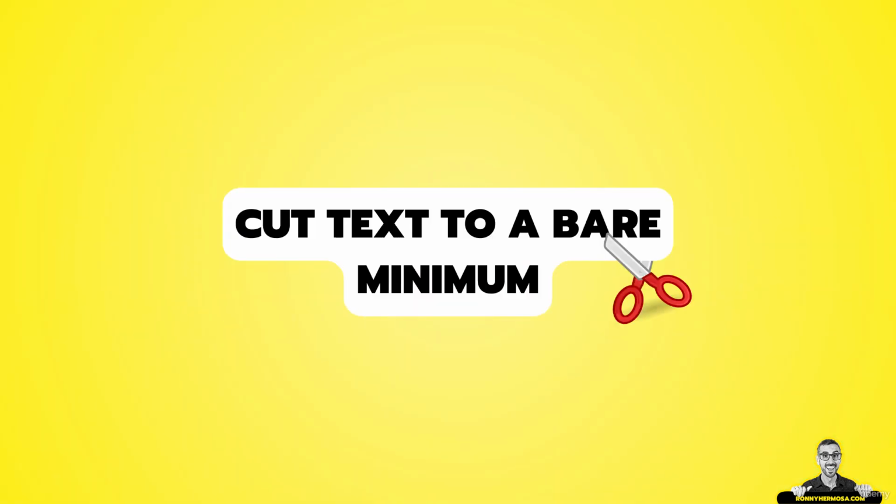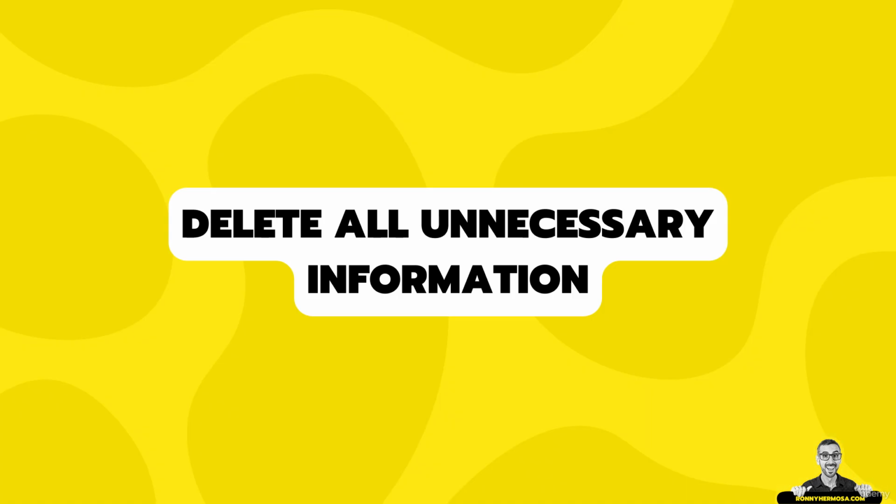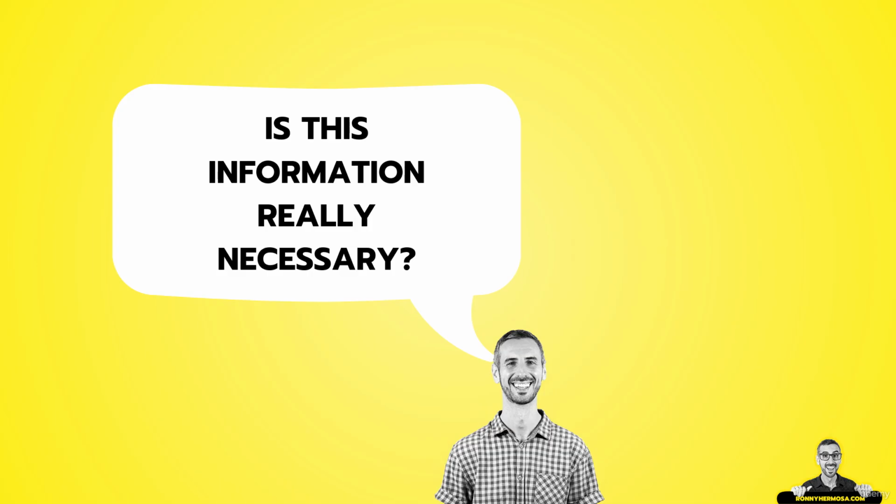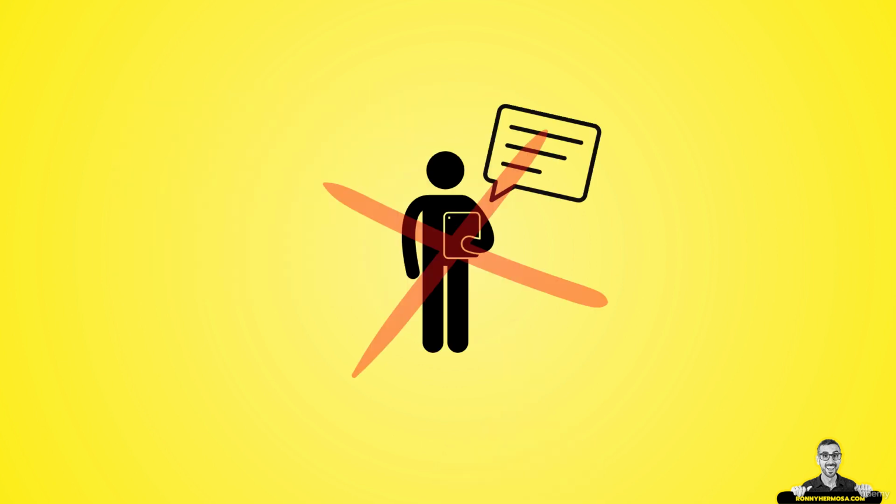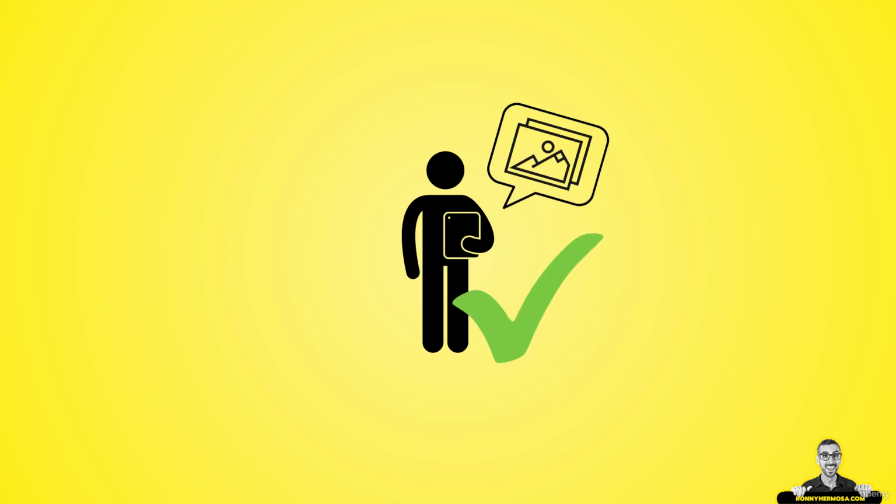As a general rule, try to keep text to a bare minimum, which leads me to tip number 7, delete all unnecessary information. Once you're done writing your copy, go through it again and ask yourself, is this information really necessary? If you're not sure, or if there is a more succinct way of saying the same thing, you should probably rephrase your copy. Remember that people don't like to read, so keep your text to a minimum and use relevant images to support your points.